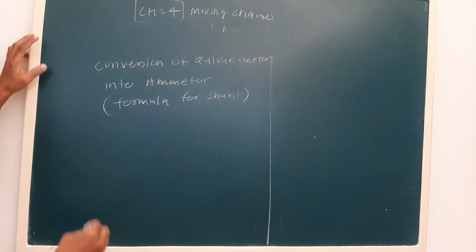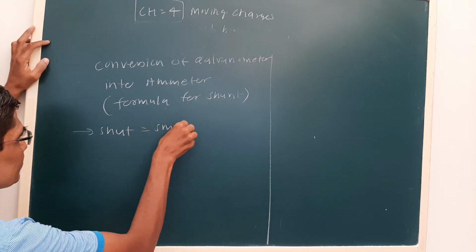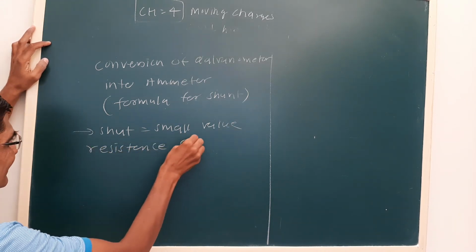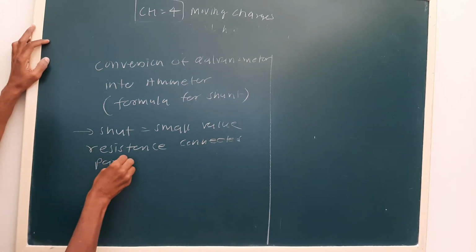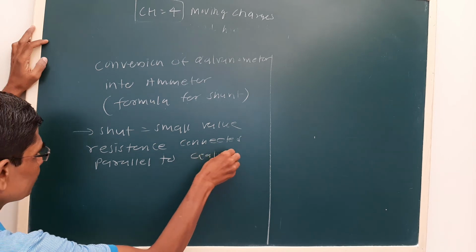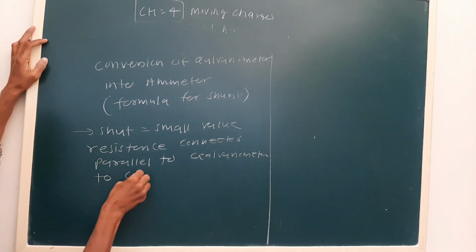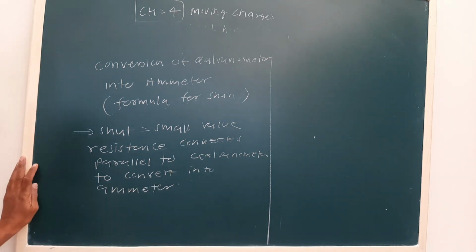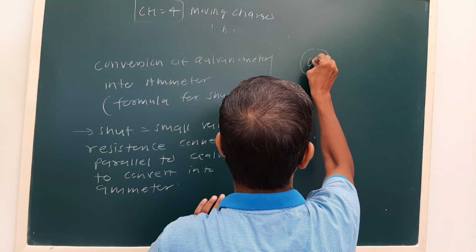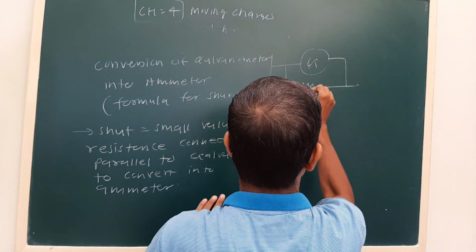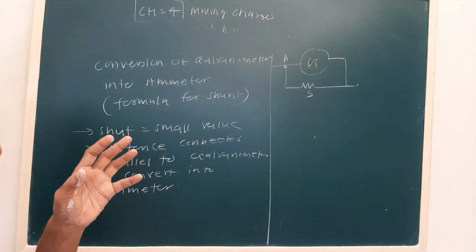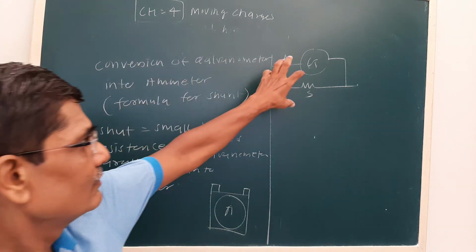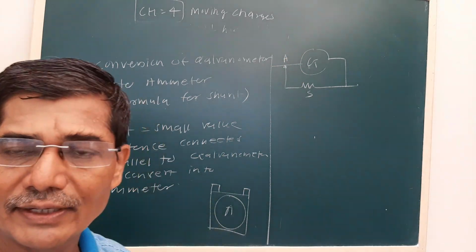So shunt is a small value resistance connected parallel to the galvanometer to convert it into an ammeter. Here we have G and S. See our laboratory device, the ammeter, will have this built inside. But what we see is a final device, an ammeter.